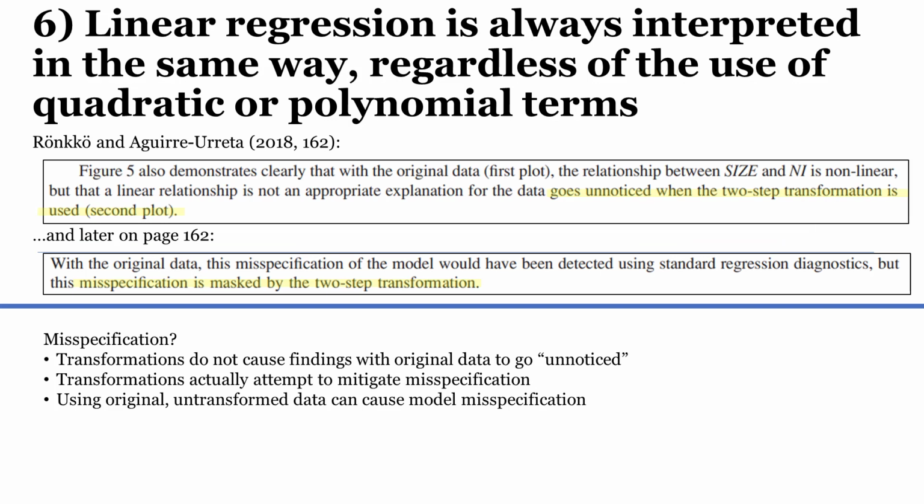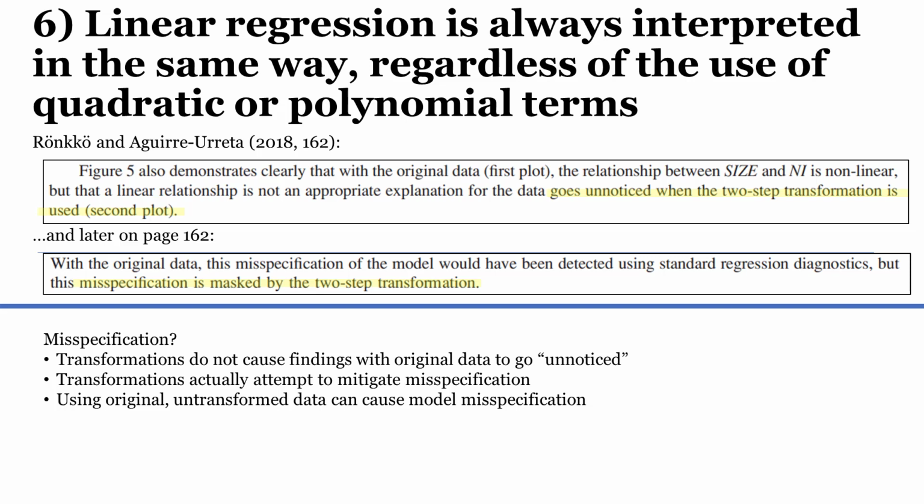The authors also argue that the two-step somehow obscures relationships using original data. The authors claim, quote, an appropriate explanation for the data goes unnoticed when the two-step transformation is used, close quote. In another example, they state that, quote, misspecification is masked by the two-step transformation, close quote. This is counterintuitive because transformations do not cause findings to go unnoticed. They actually attempt to mitigate misspecification, and in fact, using original untransformed data can cause model misspecification.